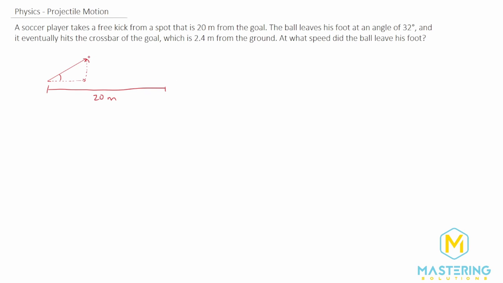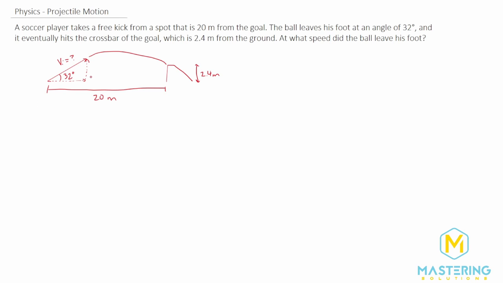So it's going to come up, and then it's going to come down, and then it's going to hit the crossbar of the goal right here. And this distance, of course, is 2.4 meters. So they want us to figure out what the speed of the ball was when it left his foot, so the initial velocity. I've drawn the initial velocity vector right here, and that's what we're trying to solve for. And they tell us that the angle that he hits it above the ground is 32 degrees above the horizontal.